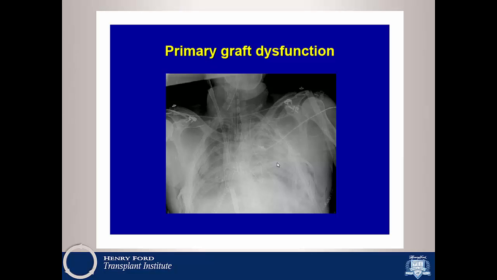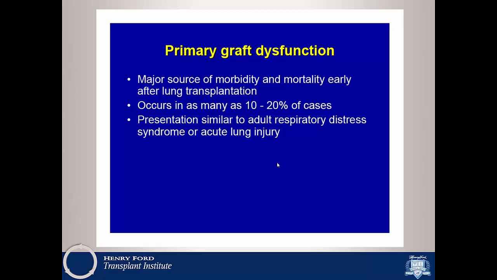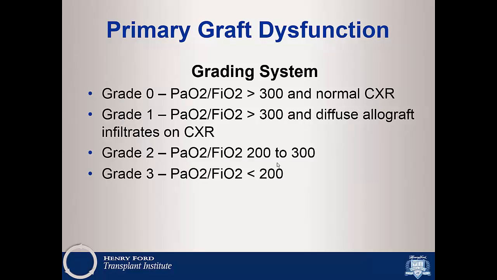The other very common problem we will find is primary graft dysfunction, and you'll notice this is the same x-ray I showed you for hyperacute rejection, because in the immediate postoperative period, it's kind of hard to differentiate the two. But primary graft dysfunction is a major source of morbidity and even mortality early after lung transplant. It can occur in up to 10 to 20% of individuals. It presents very similar to ARDS or acute lung injury, in that it has bilateral lung infiltrates and difficulty oxygenating, and it is a non-cardiogenic problem. There is a grading system that we use for primary graft dysfunction depending on the degree of abnormality of oxygenation, with grade 3 being the most severe.